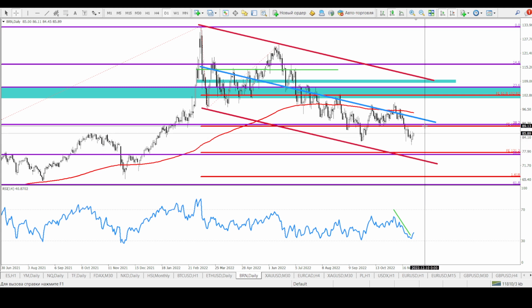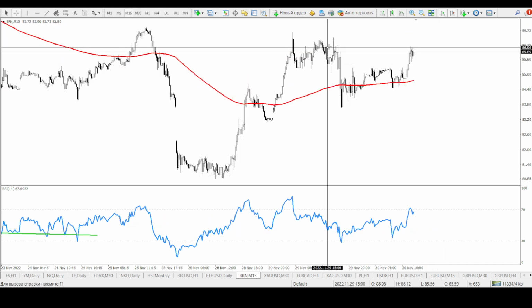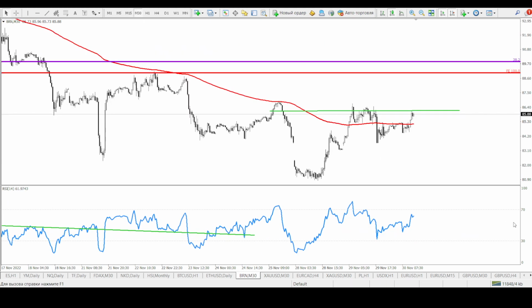Yes, they may go to retest 89 or 91, but this is your target. It goes down to 77 and it's still like that. On the 15-minute chart, you may try to sell from here actually. From 86, you may try to do that because it looks like we are in a range, and you can check the 30-minute chart as well.